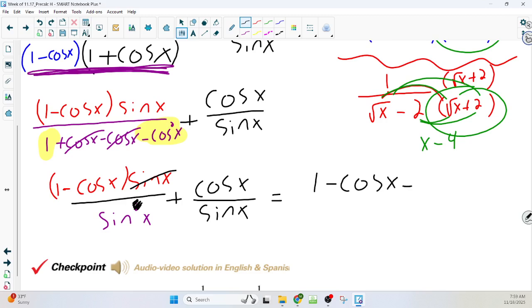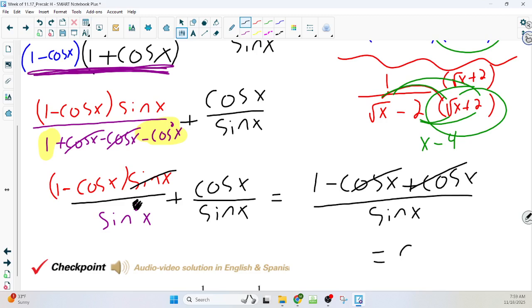So we have 1 minus cosine of x plus cosine of x, and it's a common denominator of sine of x, and these are canceling. So we have 1 over sine of x, which is cosecant of x, and that's our final answer. So again, the beginning problem is just cosecant of x. That whole thing comes out to just cosecant of x.